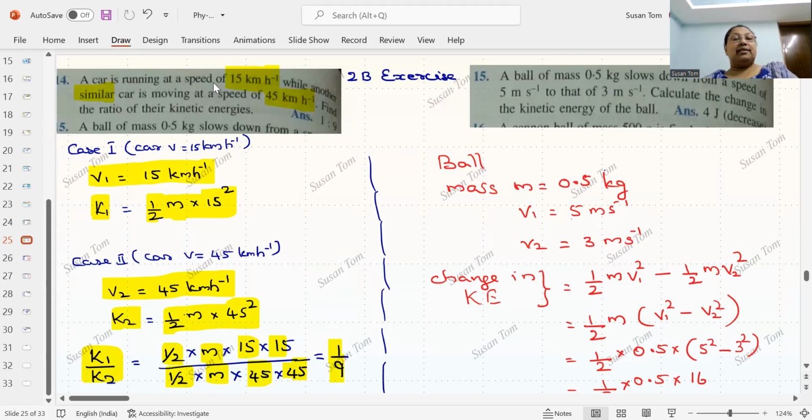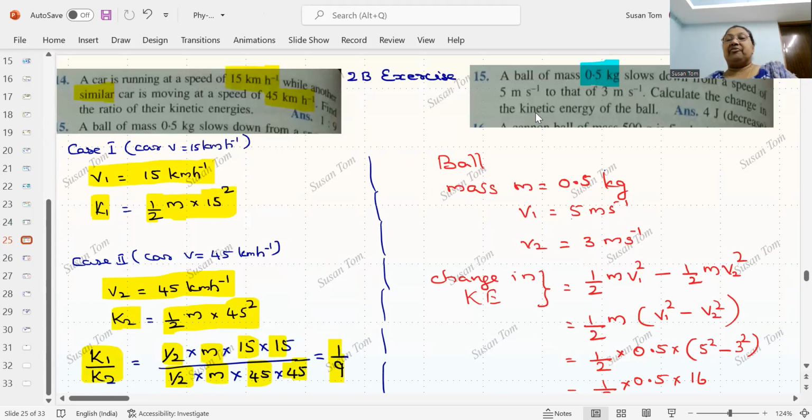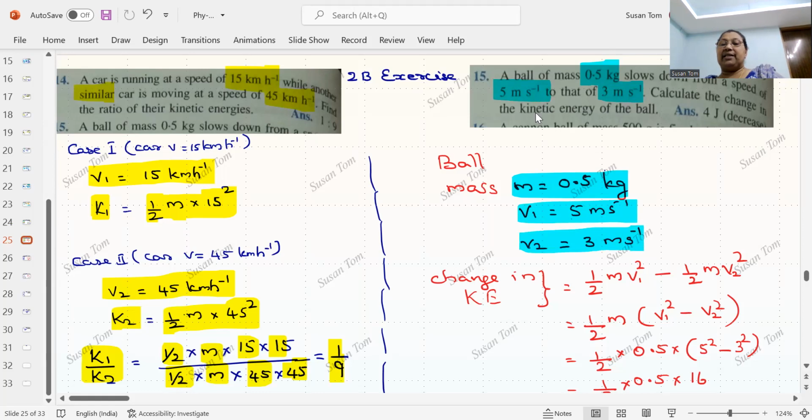Next question on the right. A ball of mass 0.5 kg slows down from a speed of 5 meters per second to that of 3 meters per second. Velocities are changing. Initial velocity 5 meters per second, final velocity 3 meters per second. Calculate the change in kinetic energy of the ball.